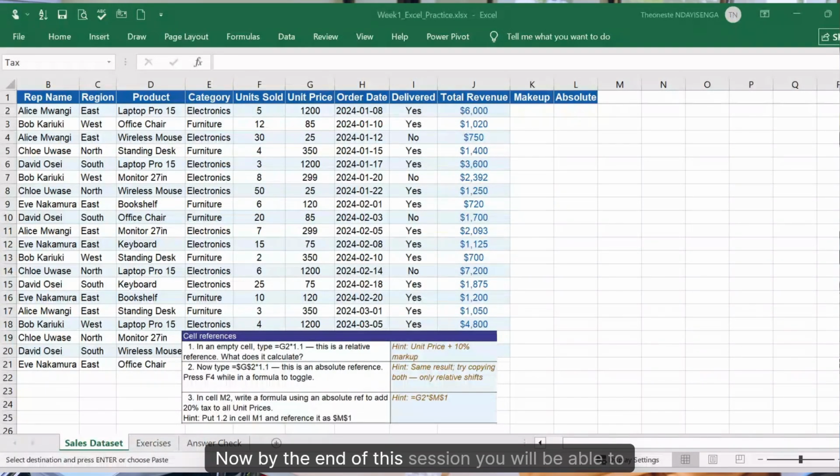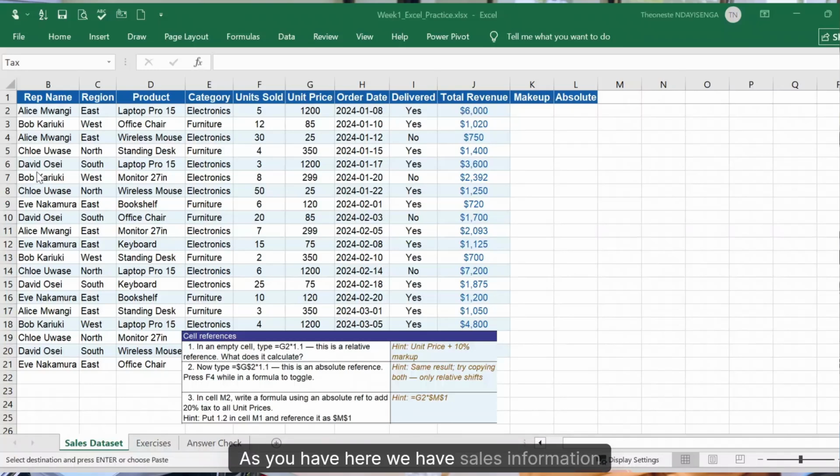By the end of this session, you will be able to confidently write a formula that automatically adjusts and gives the correct results across many rows. So without taking much of your time, let's get started with the practice.